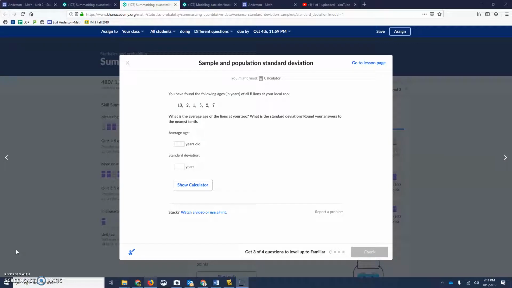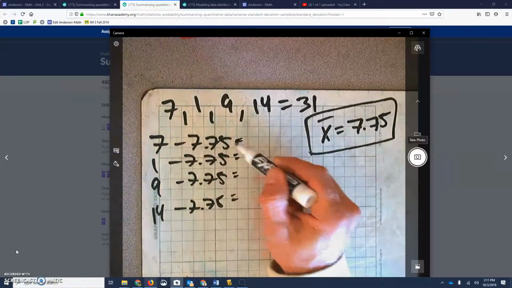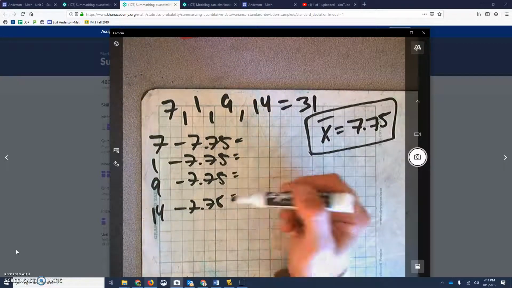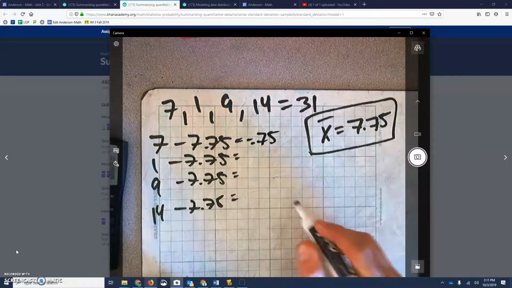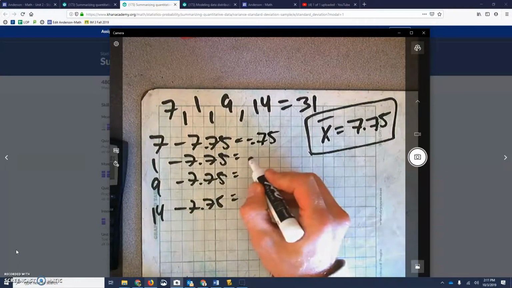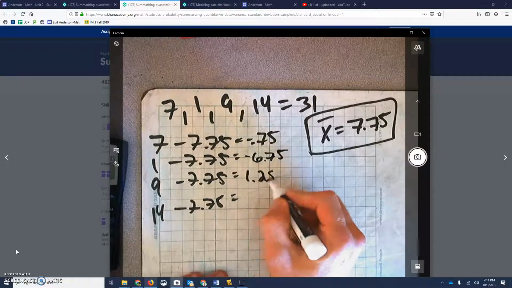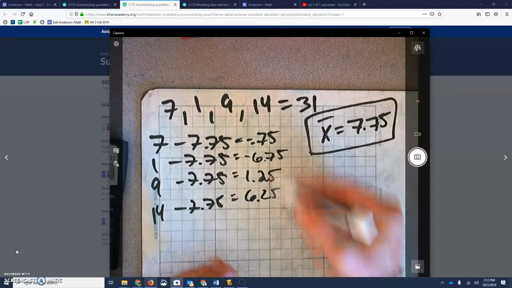So we were doing these numbers minus 7.75. Okay, so equals. If you can't do these in your head, feel free to use a calculator. Oops, I just realized this is not on the screen. All right, back to what I was saying. So we're doing 7 minus 7.75 all the way down. And if you can't do this in your head with the decimals, use a calculator. That's fine. I'm not going to use a calculator because I can do it in my head. So that's negative 0.75. 1 minus 7.75 is negative 6.75. This is going to be 1.25, and this will be 6.25. Now we're going to square all these.